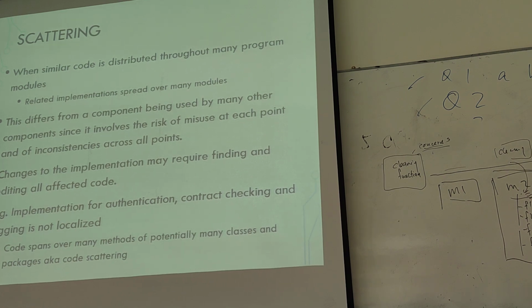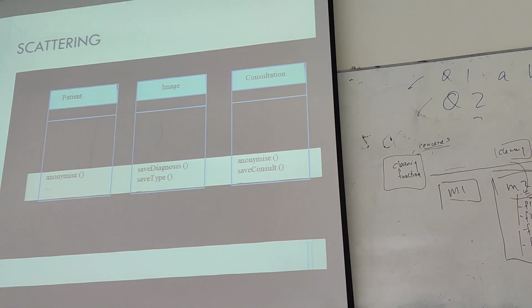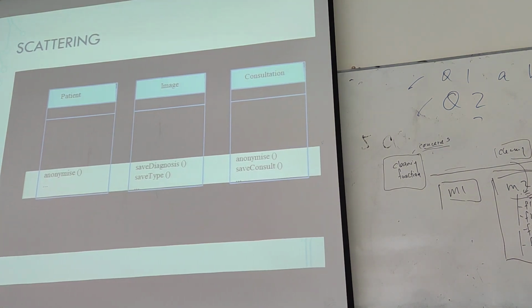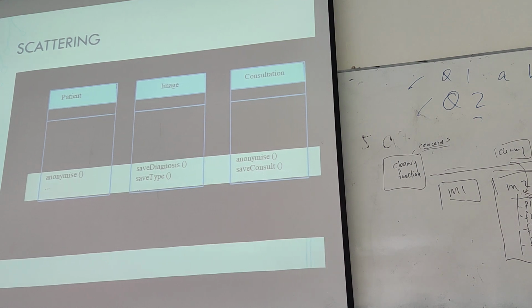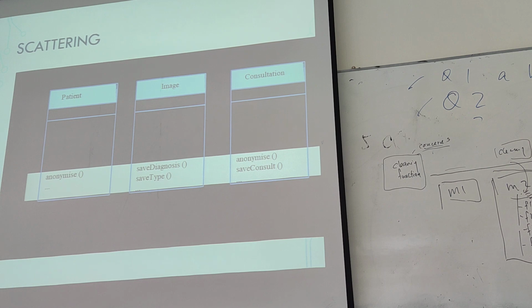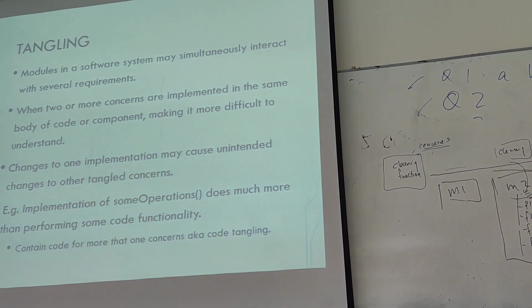This is the explanation of scattering. Look here, you can see that the anonymize function is scattered over the patient class, image consultation class, and image class. So this is called scattering.